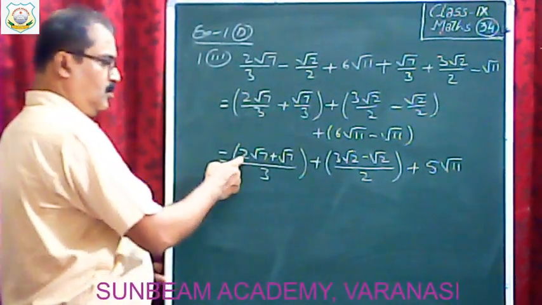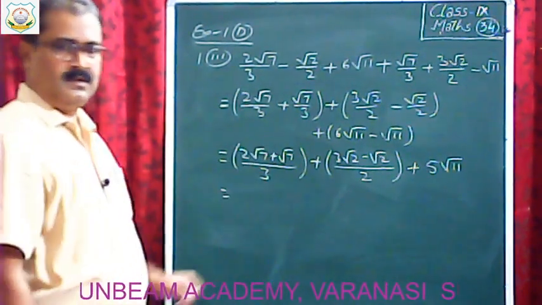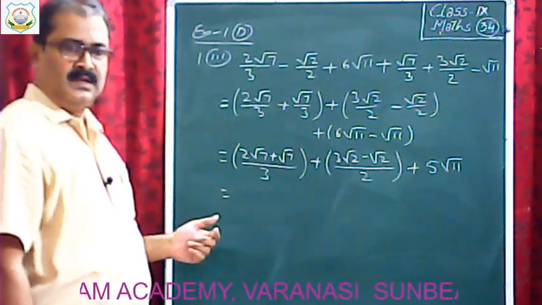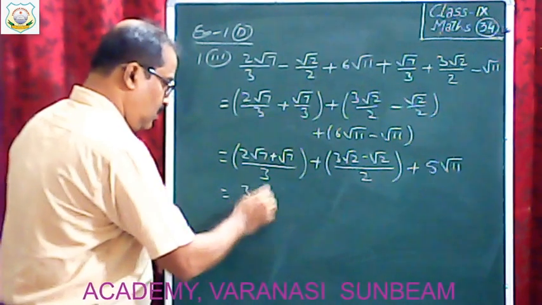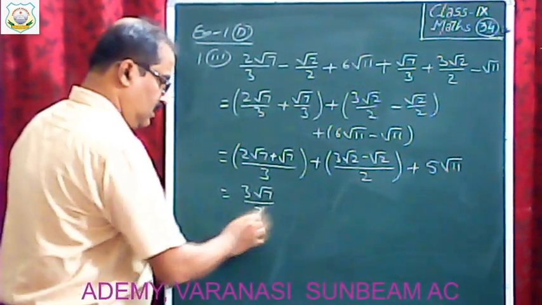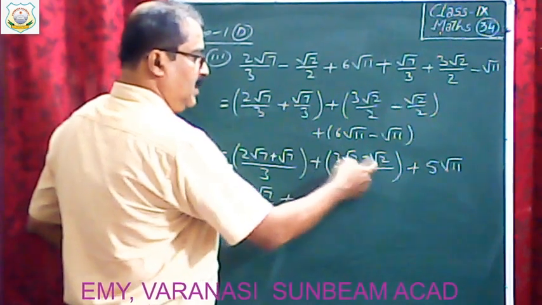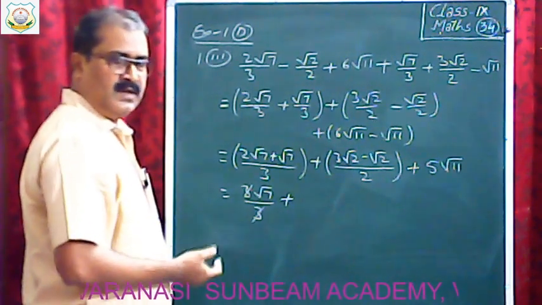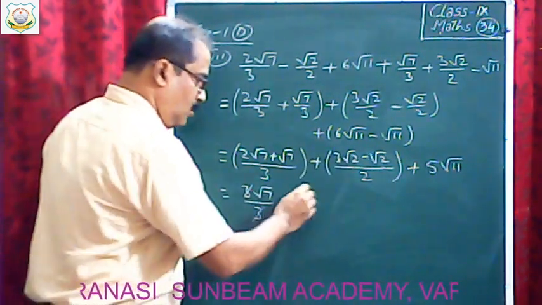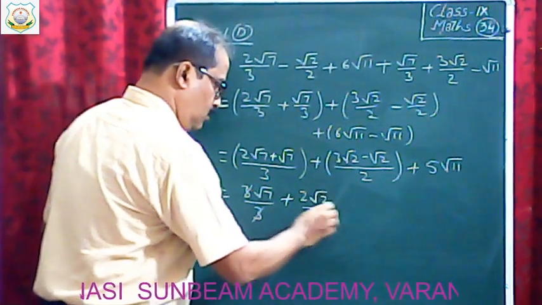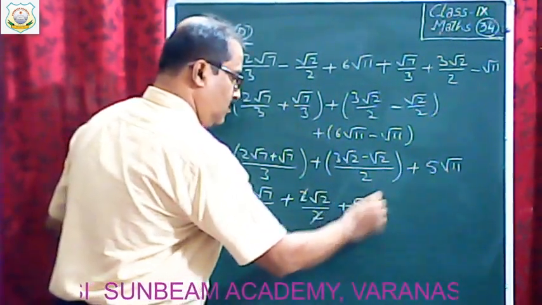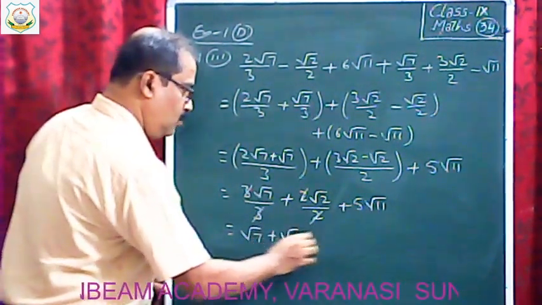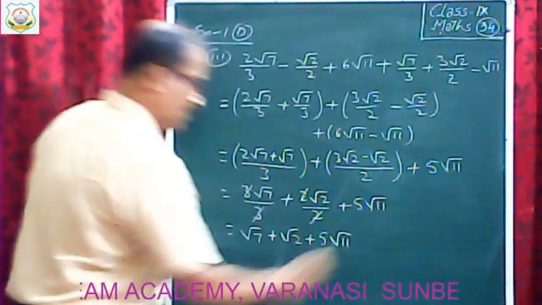Here also 2 root 7 plus root 7, 2x plus x, 3x, similarly 2 root 7 plus root 7 is 3 root 7 upon 3, it will cancel. 3 root 2 minus root 2. Okay, like 3x minus x, we get 2x, similarly 3 root 2 minus root 2. So 2 root 2 upon 2 cancel plus 5 root 11.